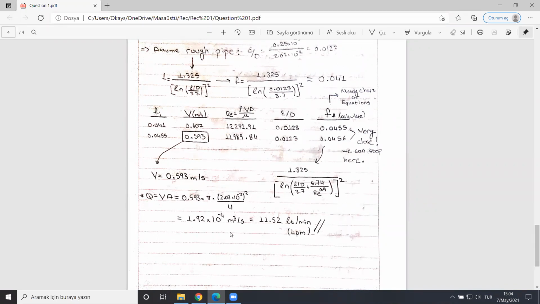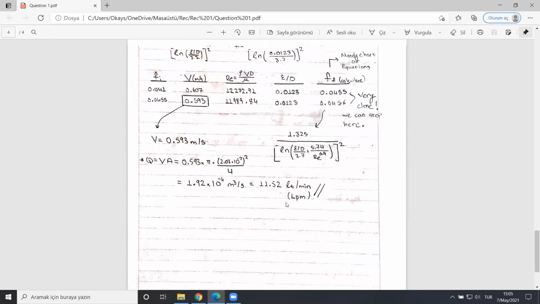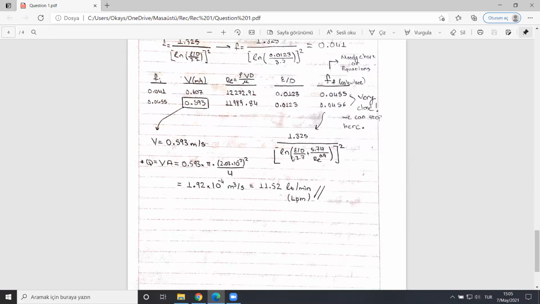per second. If you want to convert it into liters per minute, from meter cubed to liter, you need to multiply with 1,000. And from second to minute, again, you need to multiply with 60. And this is the final answer for this question. If you have anything to ask, you can ask me now.